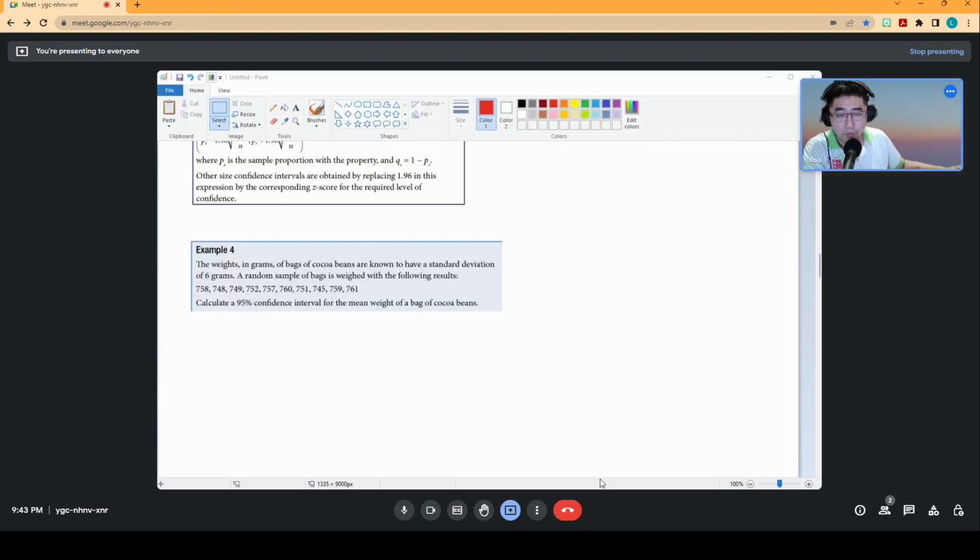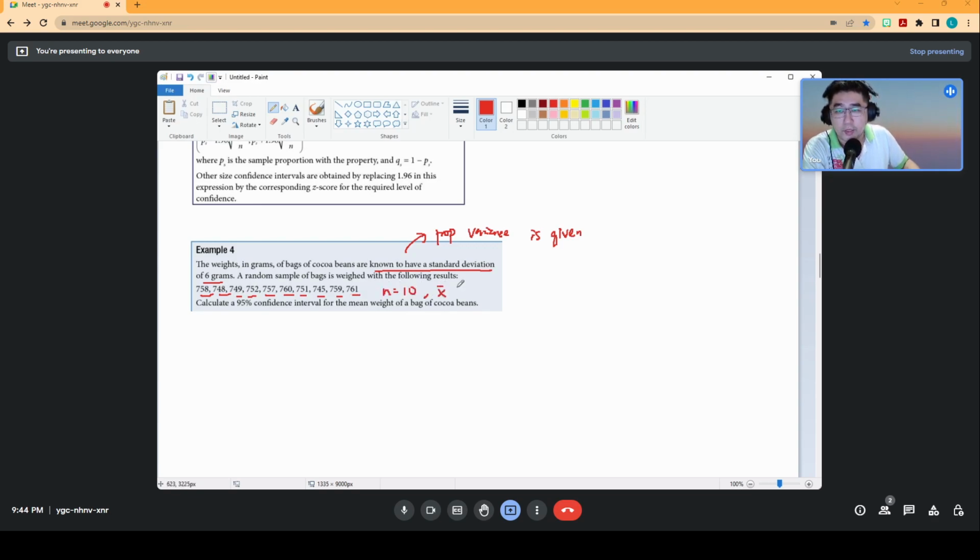Example 4. The weight in grams of bags of cocoa beans is known to have a standard deviation of 6. This means that the population standard deviation is given. Then a random sample gives us these values: 1, 2, 3, 4, 5, 6, 7, 8, 9, 10. So n equals 10.